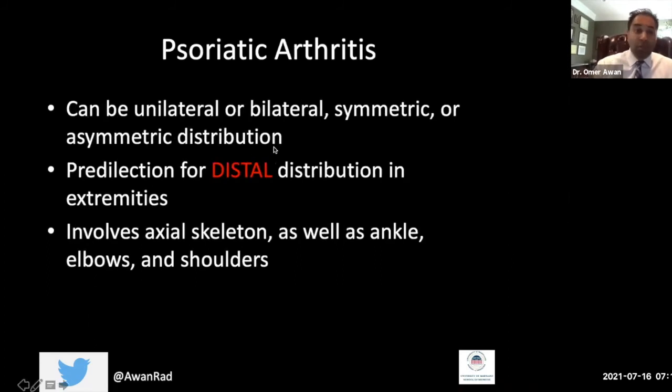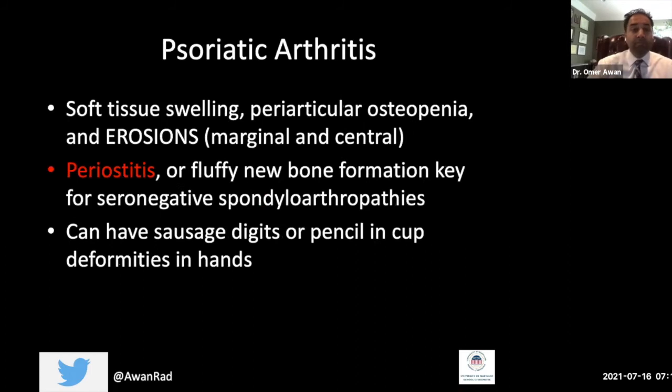Now, psoriasis can be unilateral, it can be bilateral. Remember, RA was usually bilateral and symmetric, but psoriasis can be unilateral or bilateral, symmetric or asymmetric even. But the key to psoriasis is understanding that the distribution of the arthritis is typically distal. So you're not going to really see it at the carpal bones. In the hands, you're going to see it in the PIP and the DIP joints. It can also have an axial distribution, so usually the spine is involved, maybe the hips, the shoulders, but sometimes you can have ankle and elbow involvement as well.